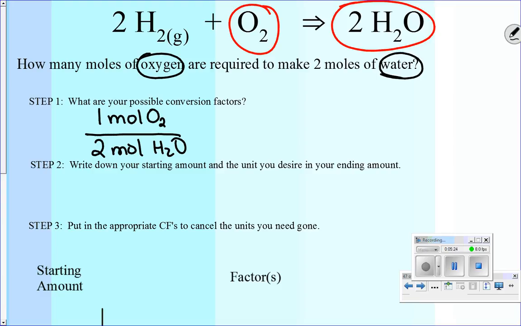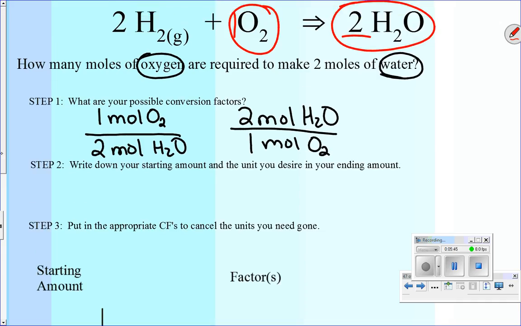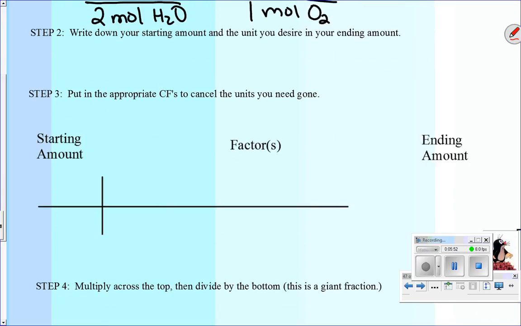We could also say if we want to get out 2 moles of H2O, it's because we put in 1 mole of O2. So these are equivalent conversion factors based on the fact that there's an invisible 1 right here and that 2 right there. So next thing I'm going to do is I'm going to just jump down to my little problem solver down here. My starting amount is going to be my 2 moles of water. So I'm going to write 2 moles, and I am going to write H2O with this.